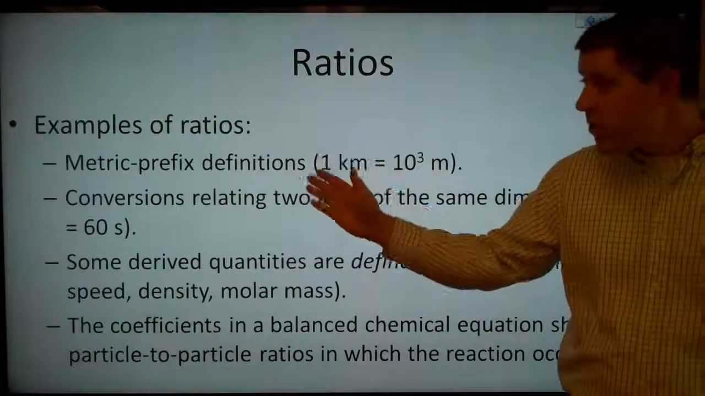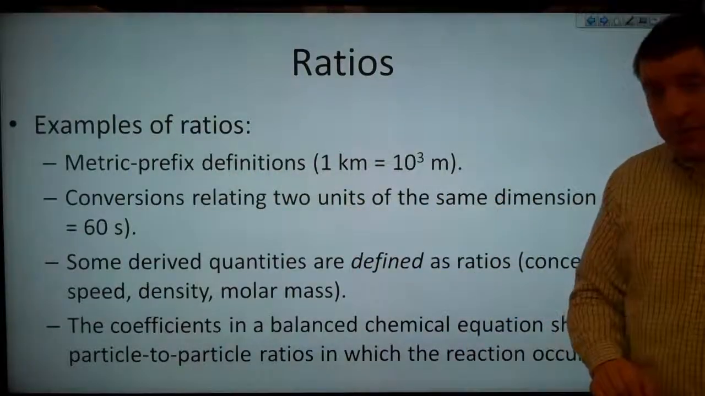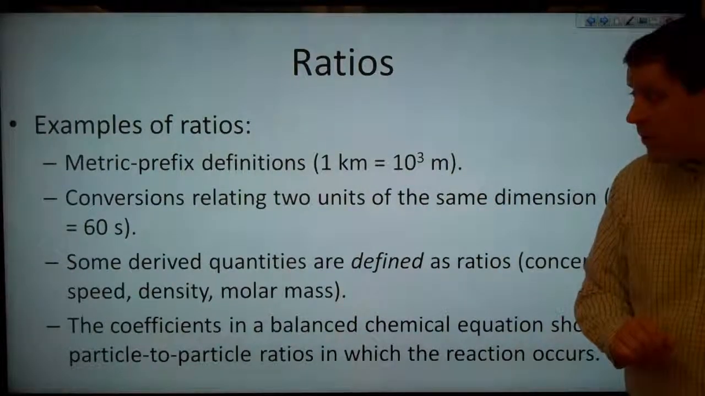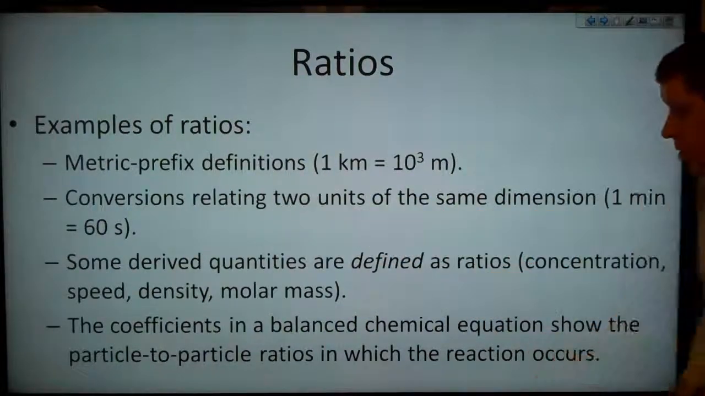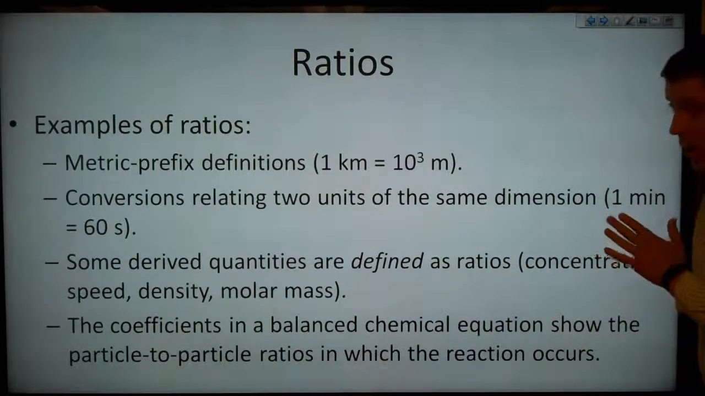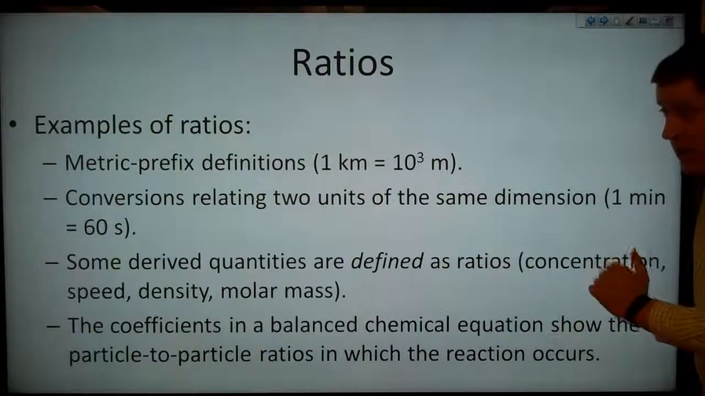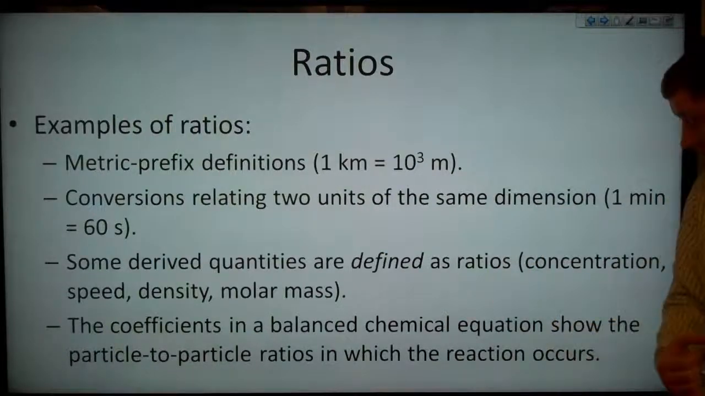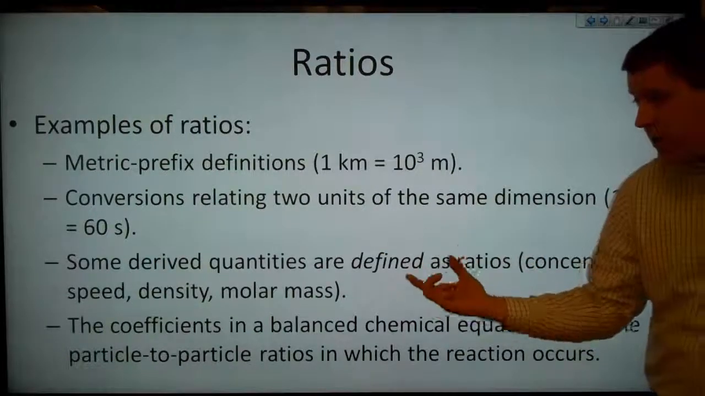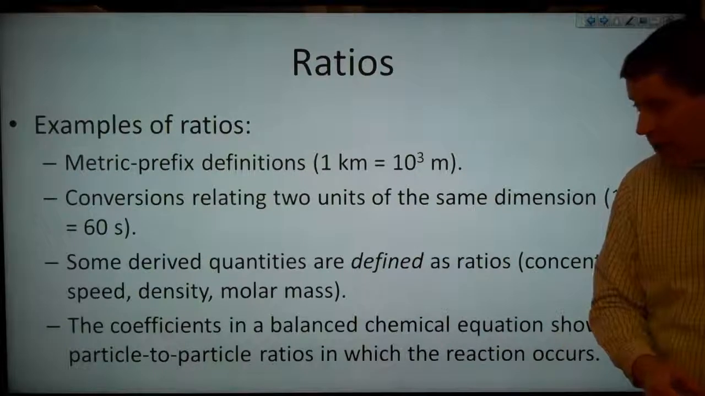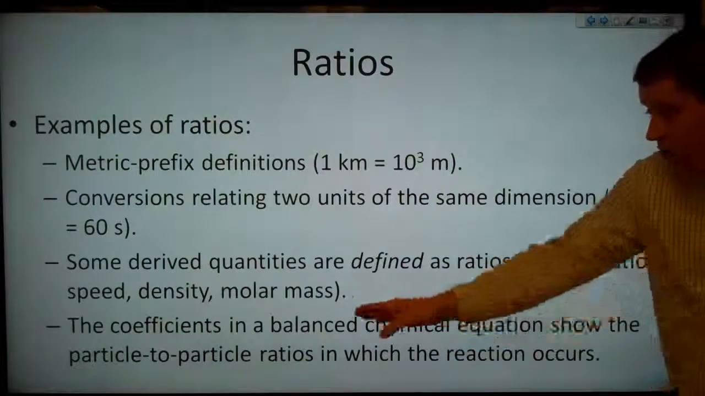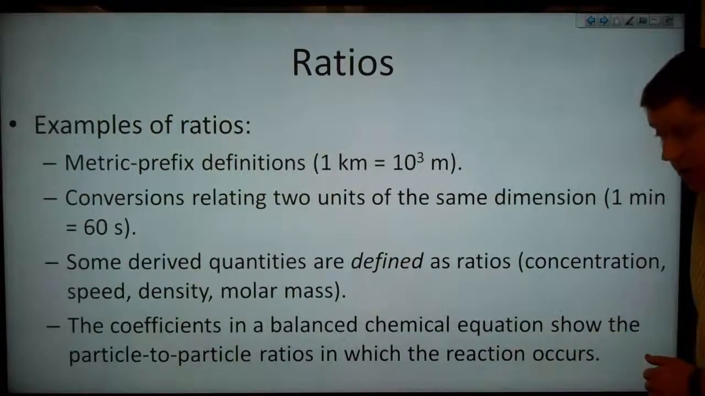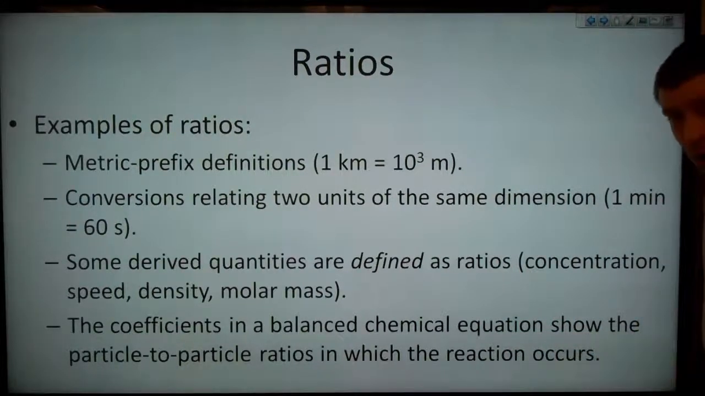So some examples of ratios are the metric prefix definitions, like 1 kilometer is 1,000 meters. Or conversions relating two units of the same dimension, like 1 minute equals 60 seconds, or some derived quantities are defined as ratios like concentration, speed, density, molar mass. And the coefficients in a balanced chemical equation show the particle-to-particle ratios in which that reaction occurs.